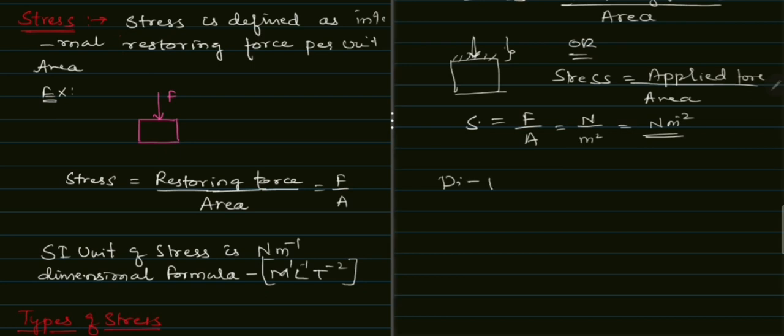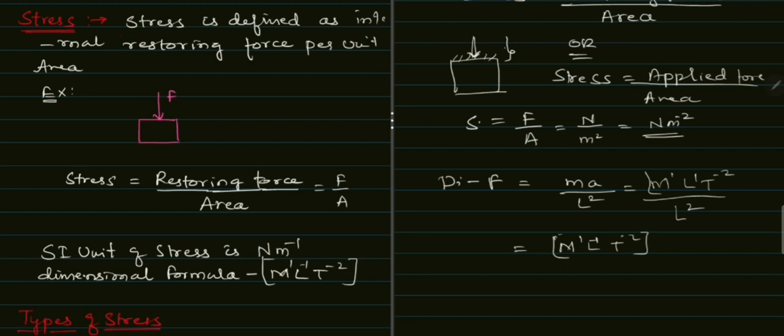So the dimensional formula is, see here, force is mass into acceleration, divided by area, that is L square. Mass is written as M raised to 1, and acceleration is written as L raised to 1 T raised to minus 2. Therefore meter square is L square. So the dimensional formula of stress is M raised to 1 L raised to minus 1 T raised to minus 2.